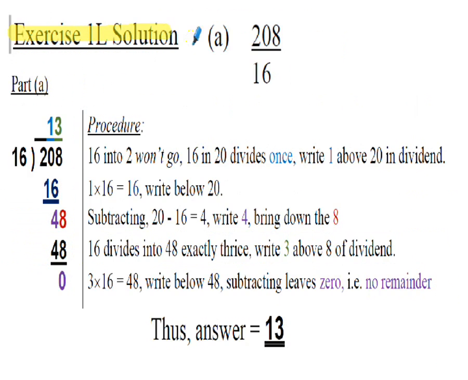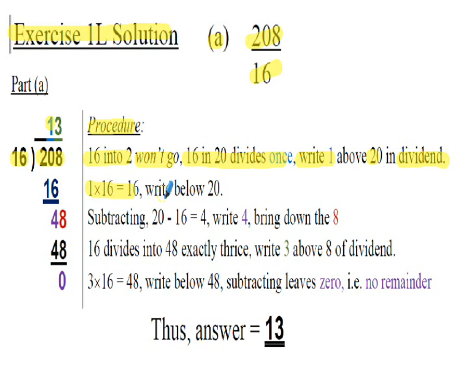Exercise 1L solution. Part A, we're asked to calculate 208 divided by 16. So again, as per the example on the previous slide, we write that as 208 divided by 16. So our procedure is, how many times does 16 divide into 2 completely? Well, it won't go. But 16 does divide into 20 once. So we write 1 above the 20 in the dividend. So here's the 1 above the 20.